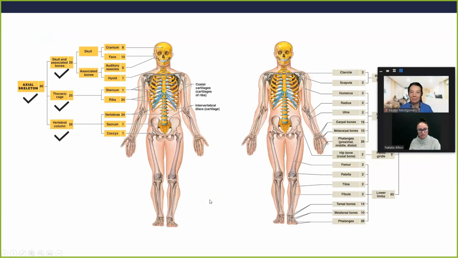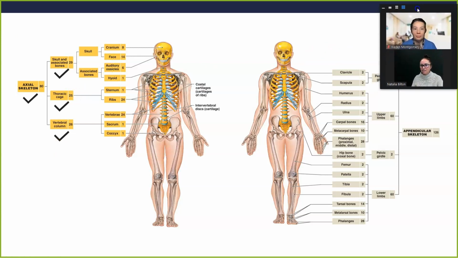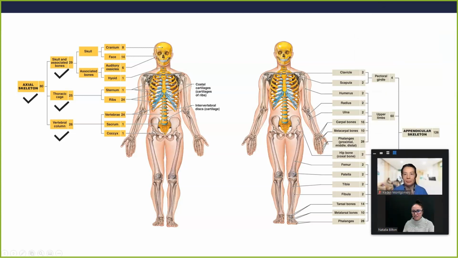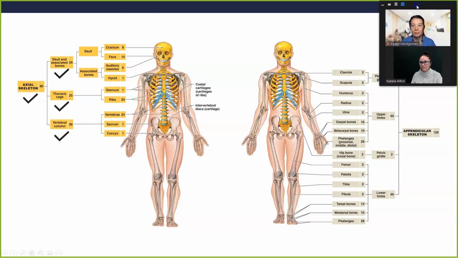I don't know. All right, we had a look at the axial skeleton. What we might do now is have a look at the appendicular skeleton. I'm kind of figuring out that it doesn't matter where we are, Keaton, we're always in the way.